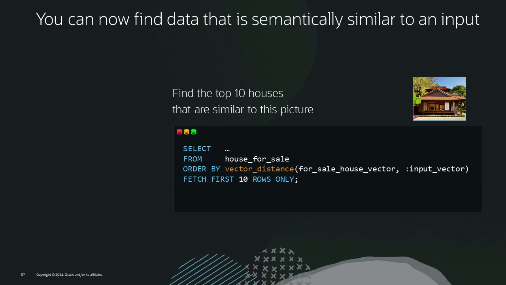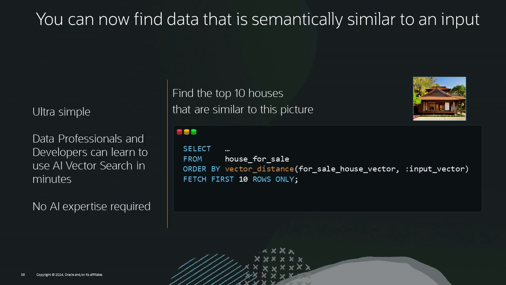I'm going to order by this new function called vector distance, which says look at the for sale house vector column and compare it to this input vector. And this input vector would be sent by the app of this picture. So it's really simple, because now all we're doing is just adding this order by the vector distance, which is how similar this picture is to every other picture of a house in the database.